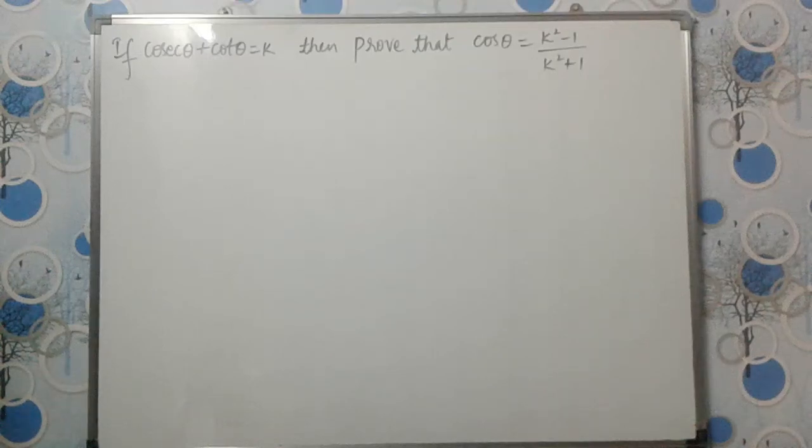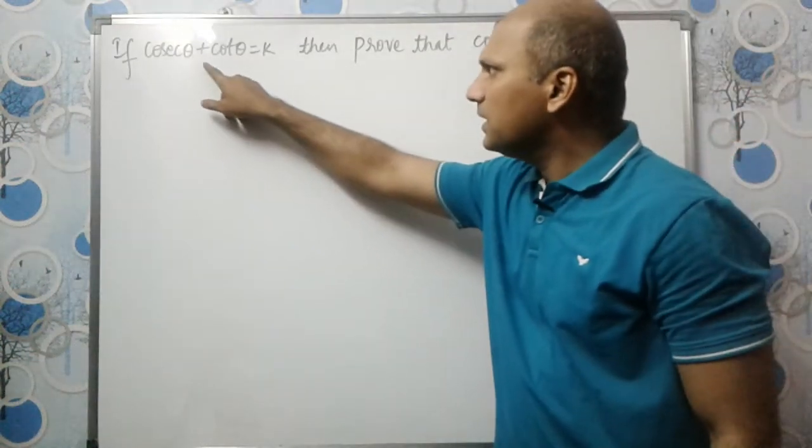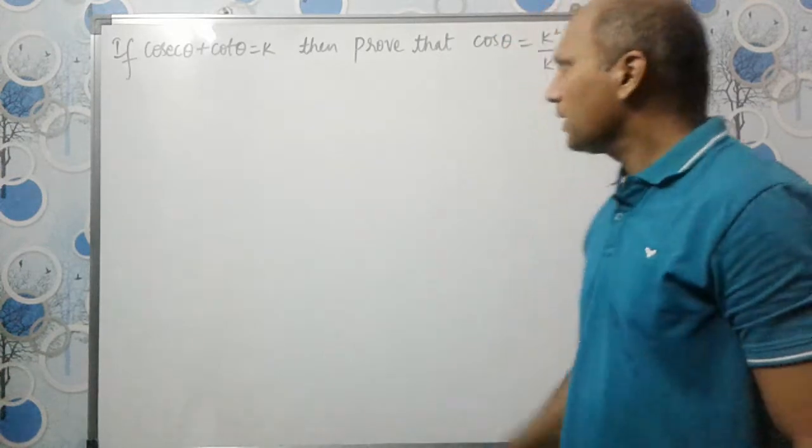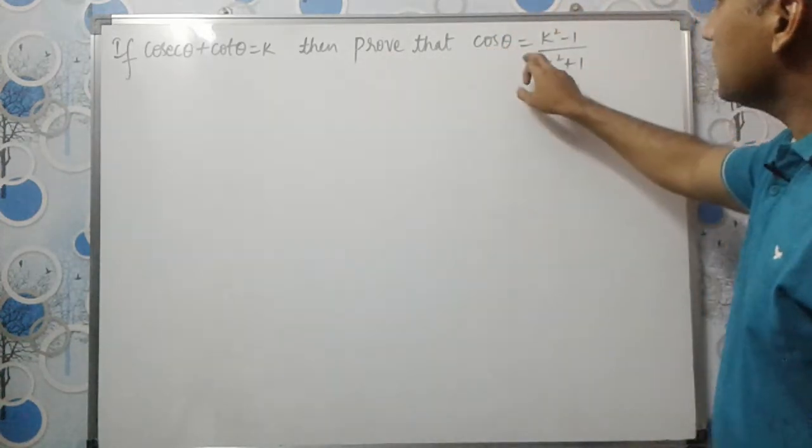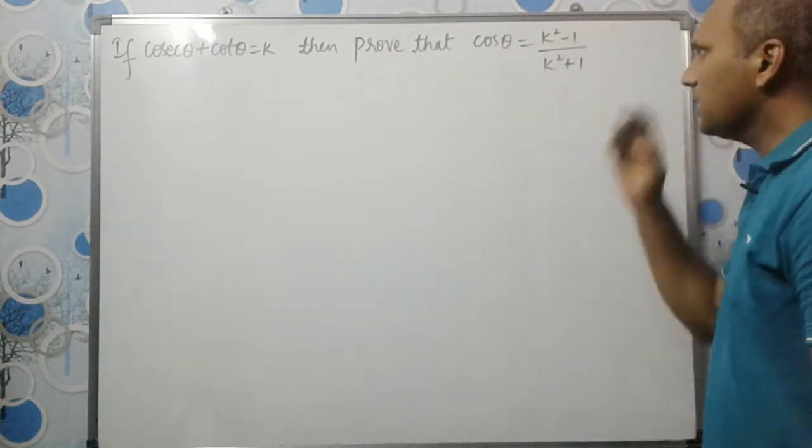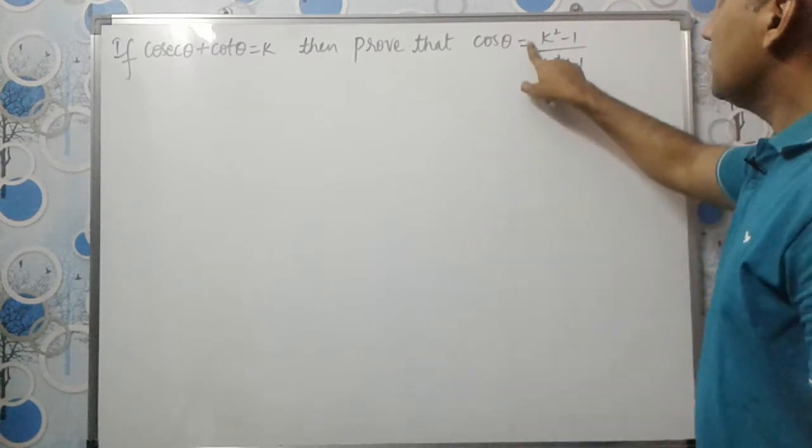Hello students, in this video we will solve this problem. If cosecant theta plus cot theta is equal to k, then prove that cos theta is equal to (k square minus 1) by (k square plus 1). Okay, let us solve this problem.